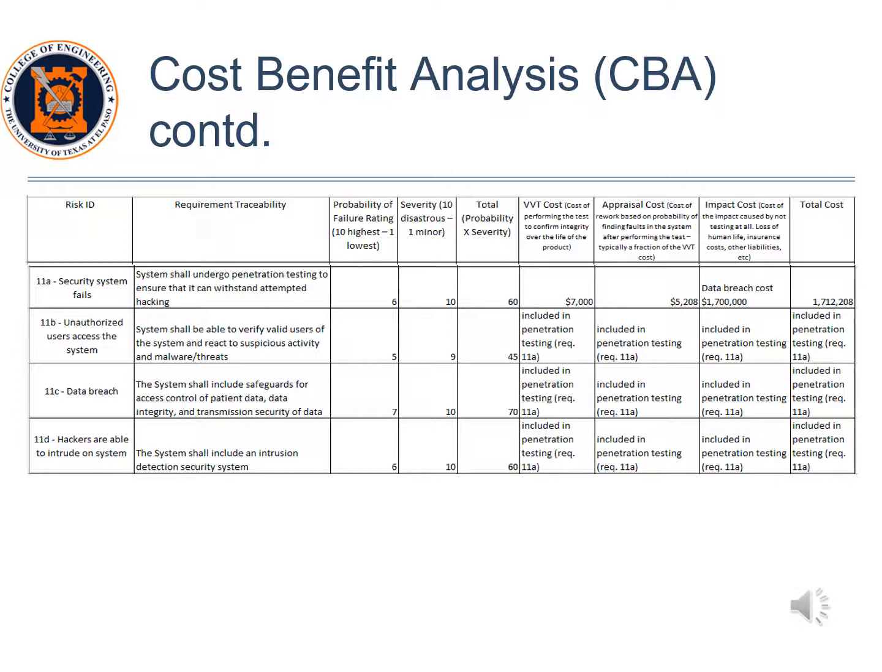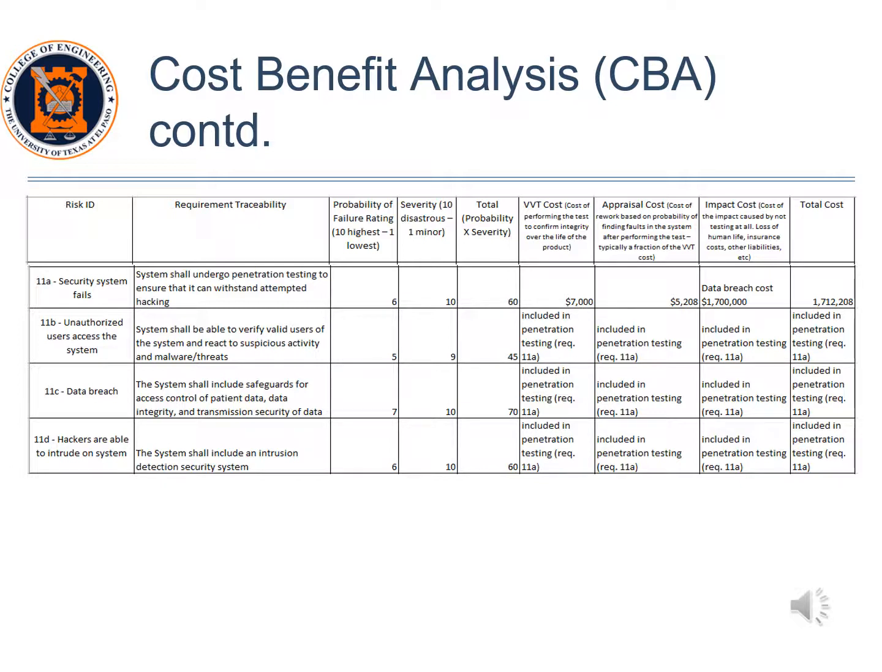Here is a sample of the cost-benefit analysis done for the system that shows the security risk of the device. These are the highest factor risks with the highest probability and highest severity factors. As you can see, the VVT and appraisal cost for risk 11A, defined as security system fails, has an estimated penetration testing that costs around $7,000.